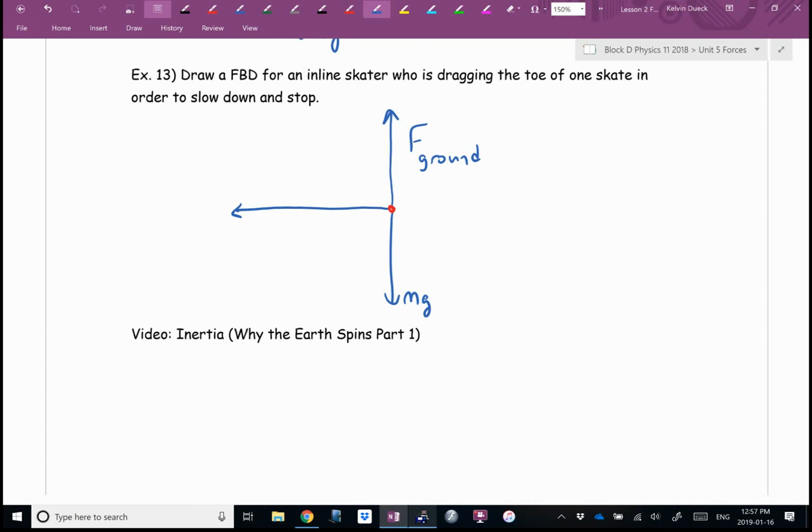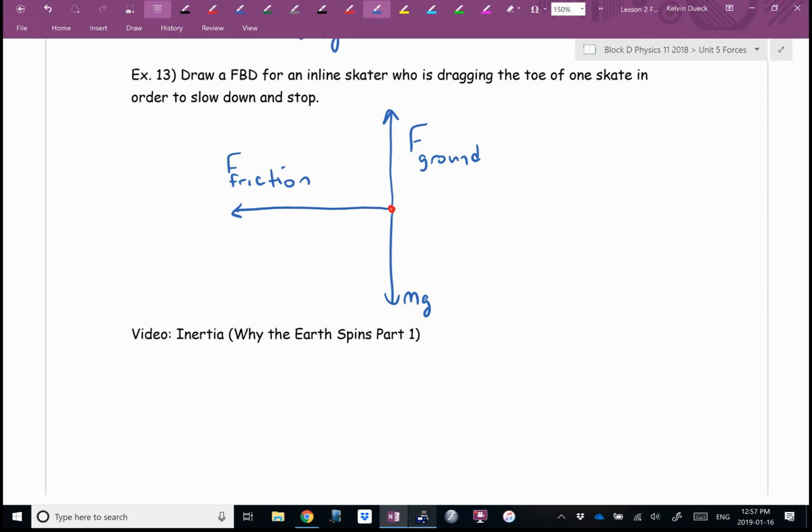What force is that? Well, when you're dragging something, in a couple of days you're going to learn a special name for that force. I'm going to give it to you now. When you're dragging something along another surface, we call that friction. Now, if you look at that picture, which way is this object accelerating?